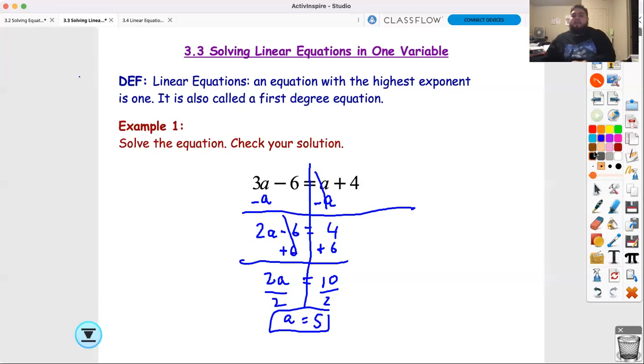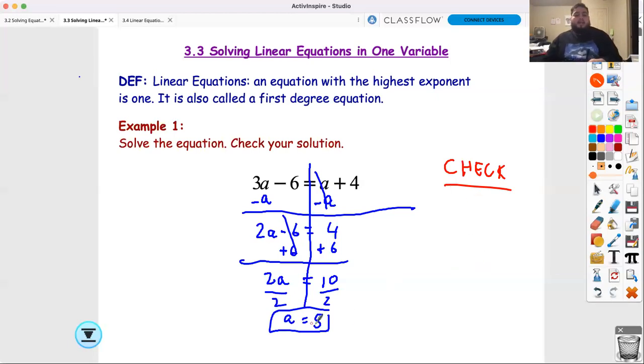Now the example does want us to check our work. Checking is the other half of the battle. That way you can see, am I right? On your homework, you can just plug it in. But when it comes to test time, the test won't tell you if you're right or wrong. It'll just let you submit your answer. So make sure you know how to check your work.